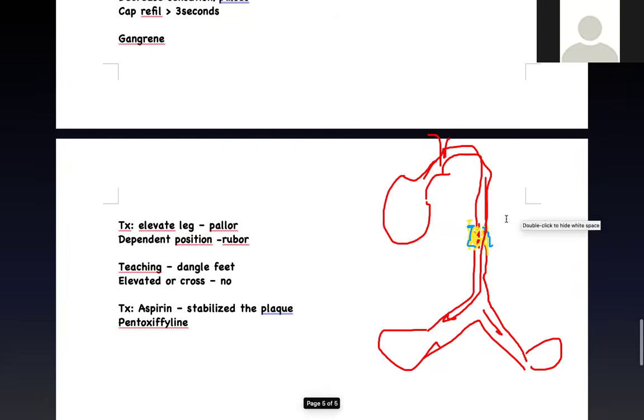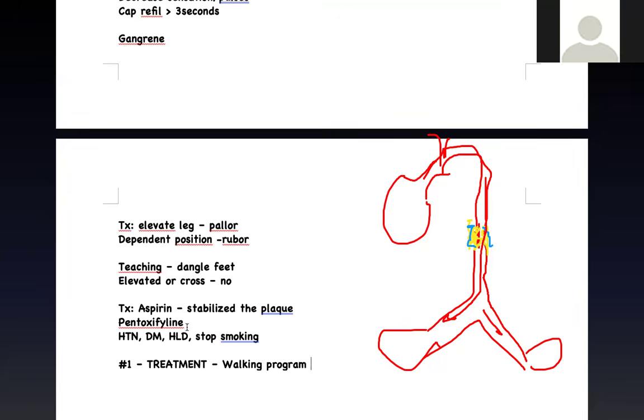This is an antiplatelet. Of course, they have to treat the medical problems that cause everything, right? All the medical problems that cause it. So they have to treat the hypertension, diabetes, their hyperlipidemia. They cannot do anything about their age, right? But they need to stop smoking. But if they give you a question and they ask, what is number one? Number one treatment is a walking program. Walk until you have pain.